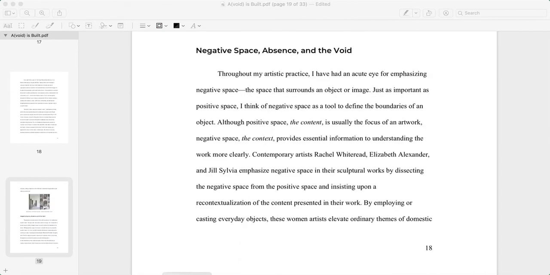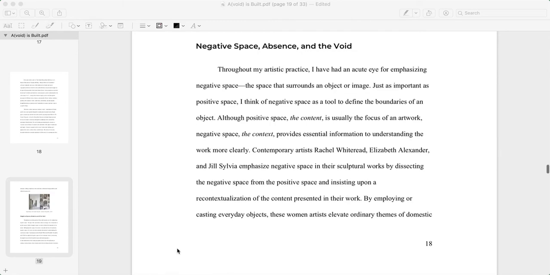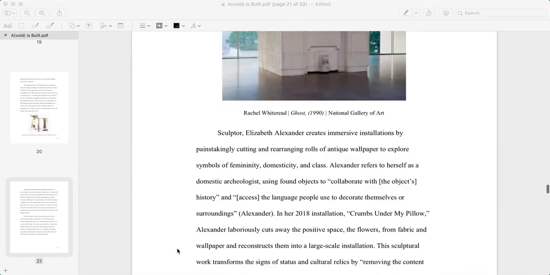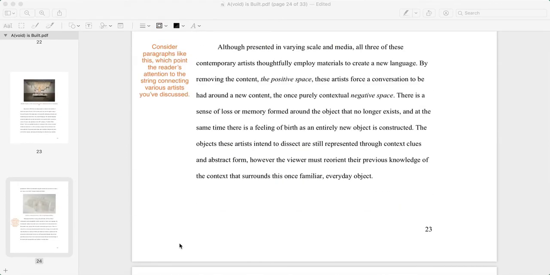Here we have another more abstract section about negative space, absence, and the void. Consider paragraphs like this, which point the reader's attention to the string connecting various artists that you've just discussed. For example, on the previous page, Taylor discusses 3 different artists and now points out the commonality between them. It's also a good way to bring the conversation back to your own work.